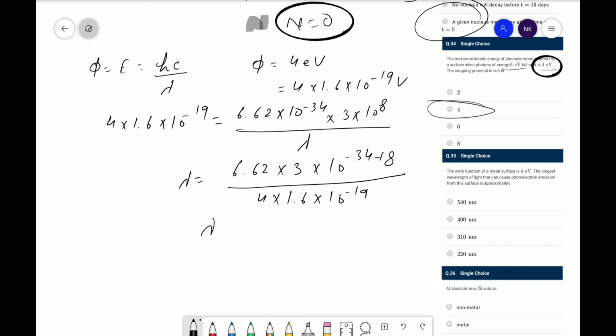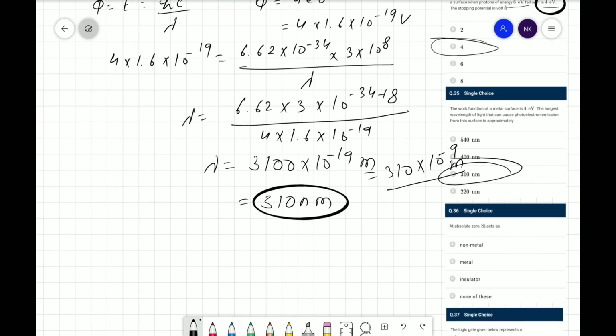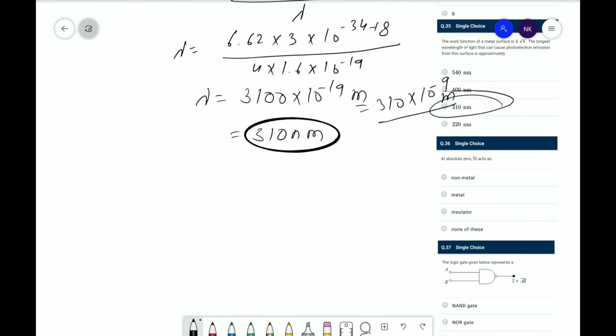After solving all these values, we will get 3100 into 10 to the power minus 10 meter, which will be equal to 310 nanometer, or you can say 310 into 10 to the power minus 9 meter. The correct answer is C. Here is the next question.